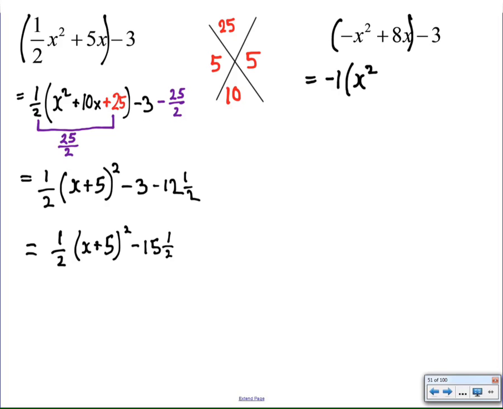Finally, in the last example, this time the a value is just -1. That still has to be removed from both terms. So here, when I take out the negative, I get x squared, which is now positive, and then I should have the opposite of 8x, which is minus 8x. Now at the x box using -8, I find 16 is the magic number.